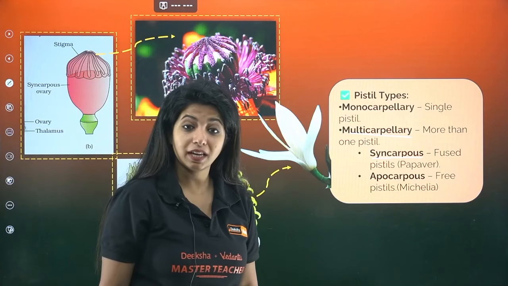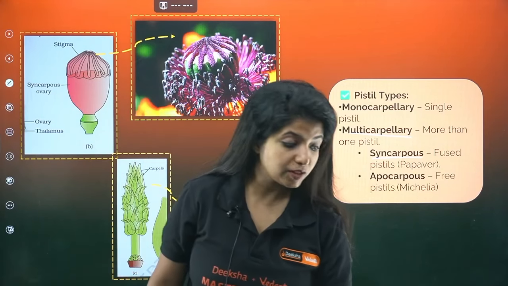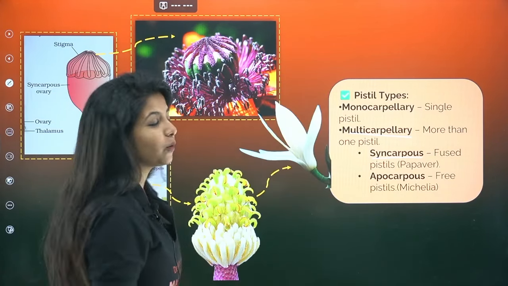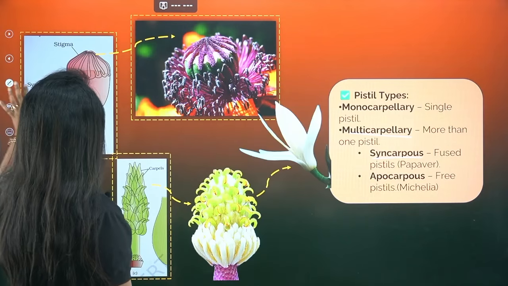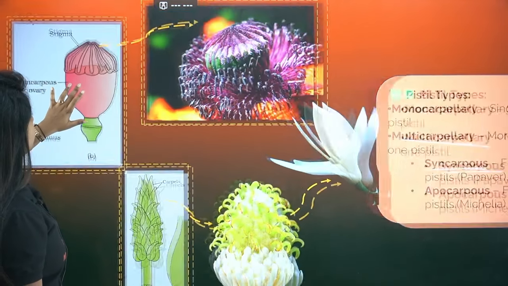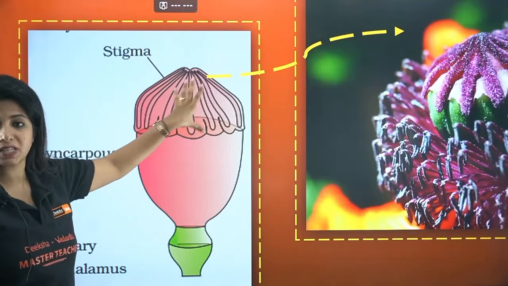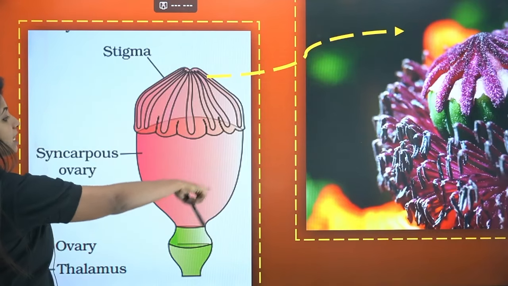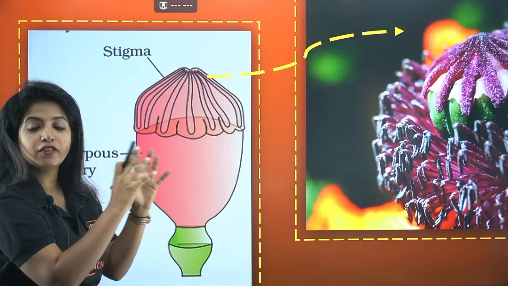You know, Papaver is a plant that gives you the drug which is heroin as well as morphine. So if at all you see the structure, it's given in your NCERT. Here you have shown the stigma and the style. So stigma and style are over here, but they have a syncarpous ovary, as in all of them have a unified ovary.